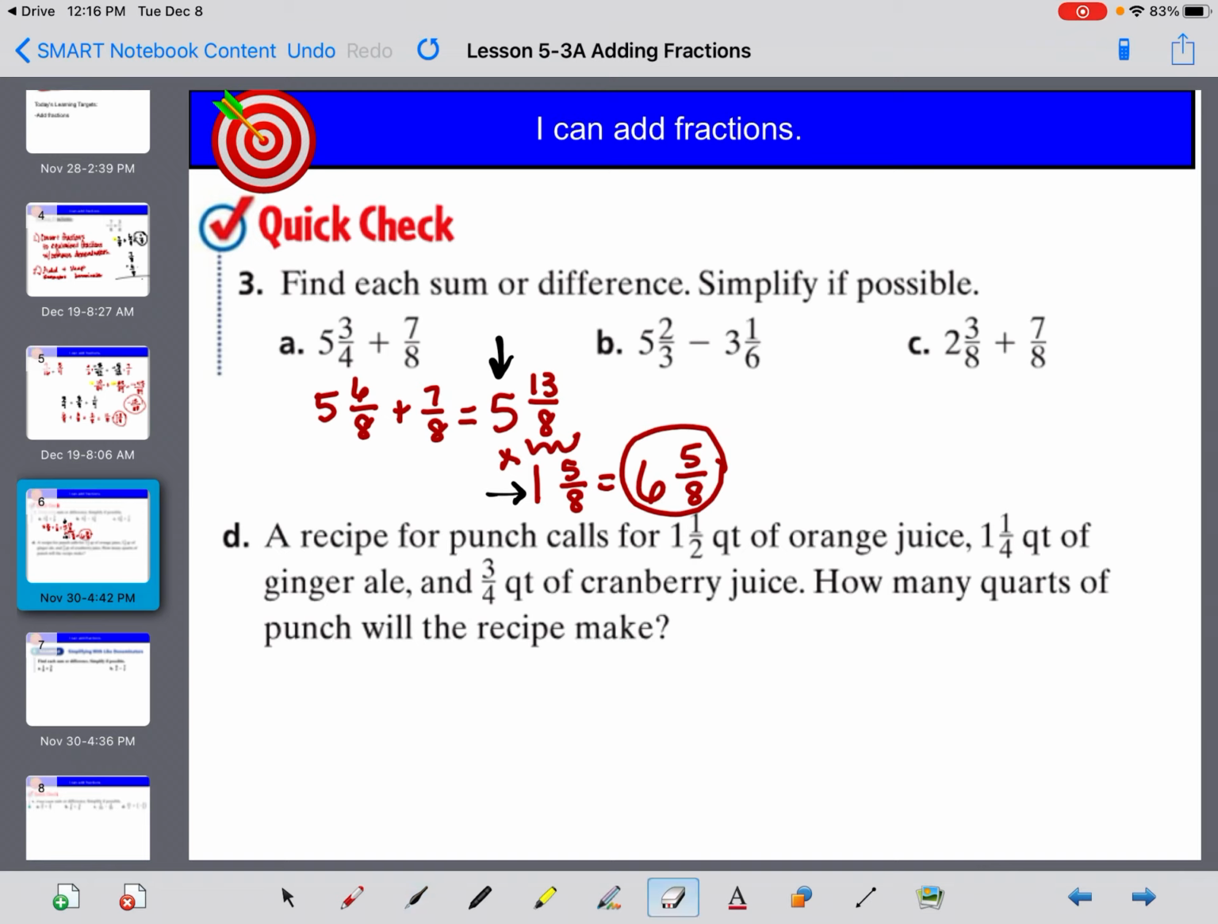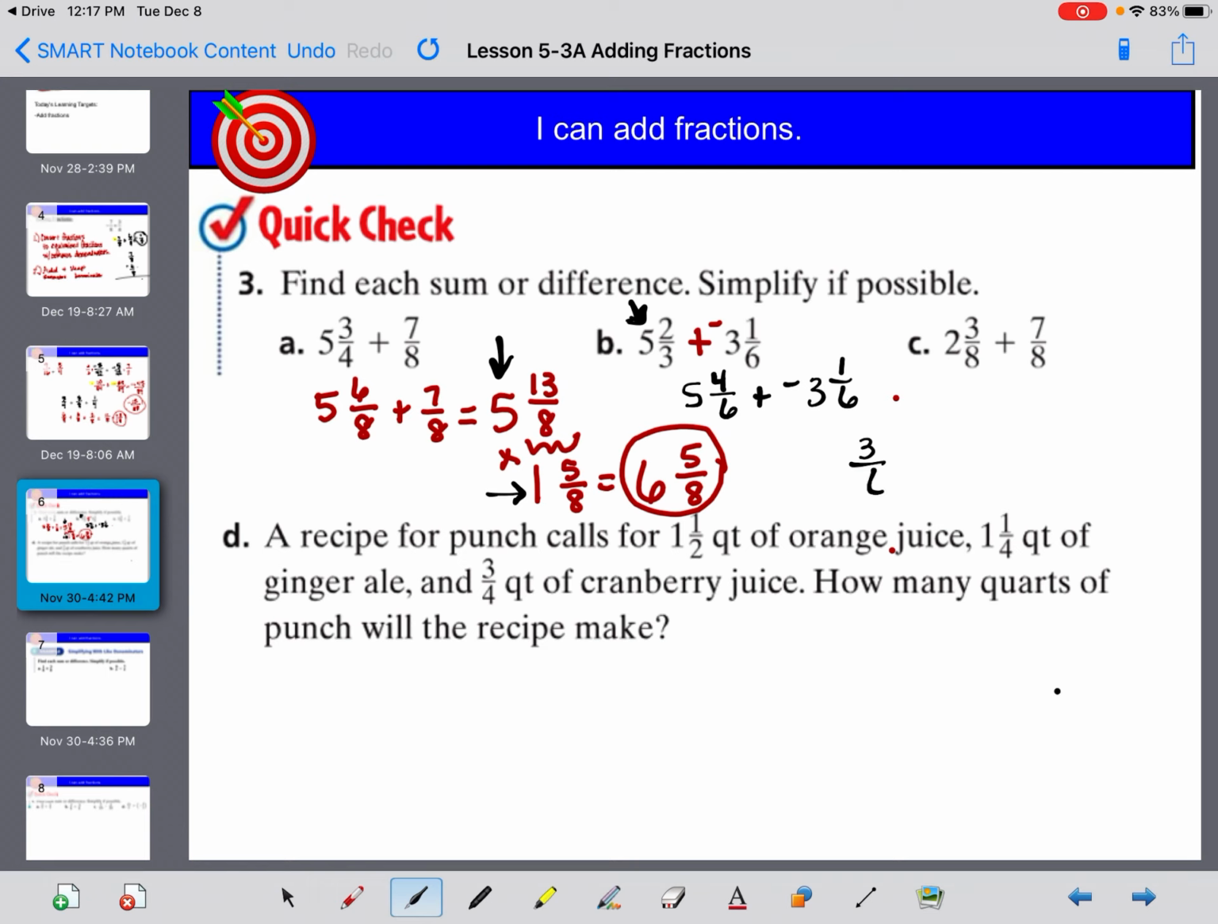The next one, 5 2/3 minus 3 1/6. We learned that subtracting is the same as adding the opposite. So I'm going to start by renaming 5 2/3 as 5 4/6 plus negative 3 1/6. How do I add when the signs are different? Well, I know I subtract, and I give the sign of the bigger absolute value. In this case, it's going to be positive because 5 2/3 is bigger and is positive.